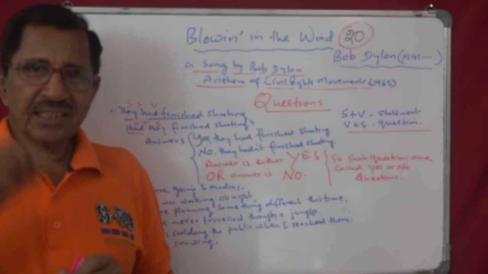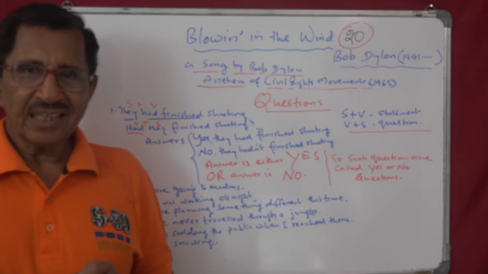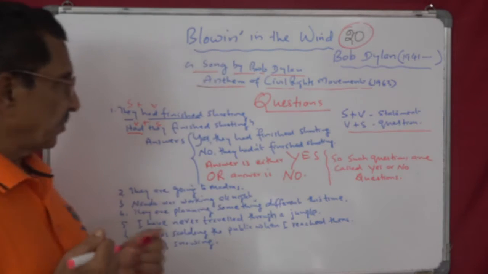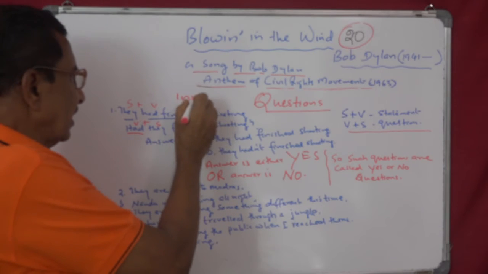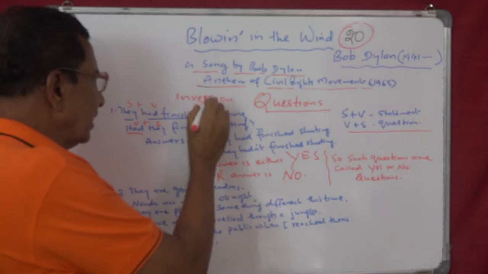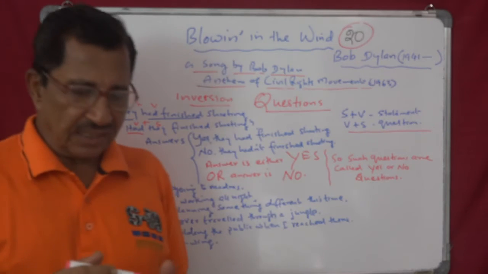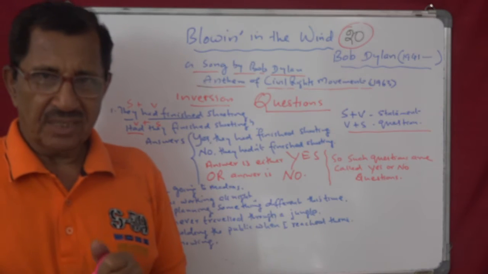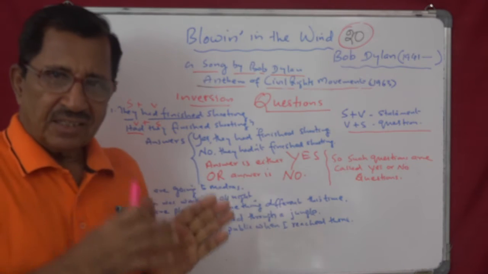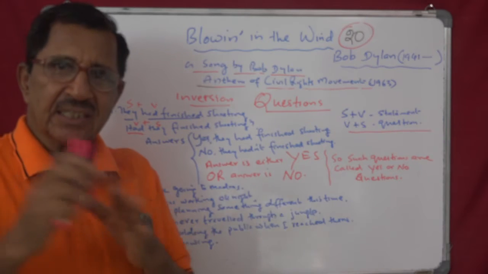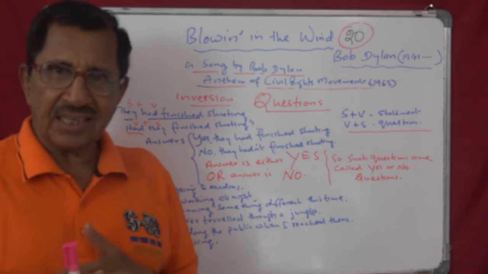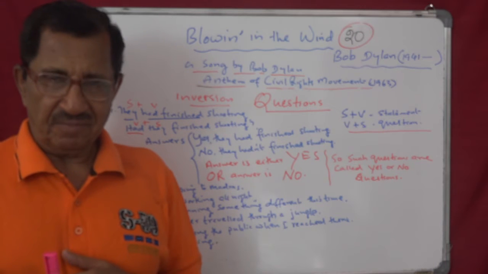That's all. And there is a word for this, and that word is inversion. Inversion. I-N-V-E-R-S-I-O-N. So what we have done is inversion of subject and verb. Inversion. Subject first, verb second is a statement. Verb first, subject second is a question.